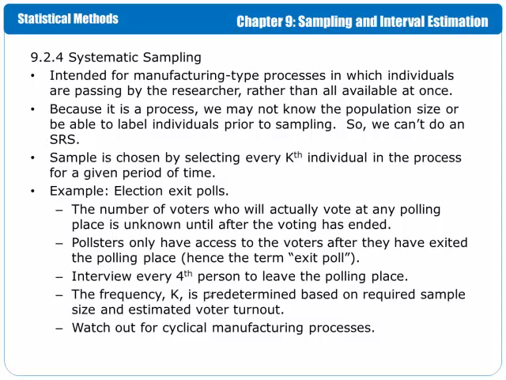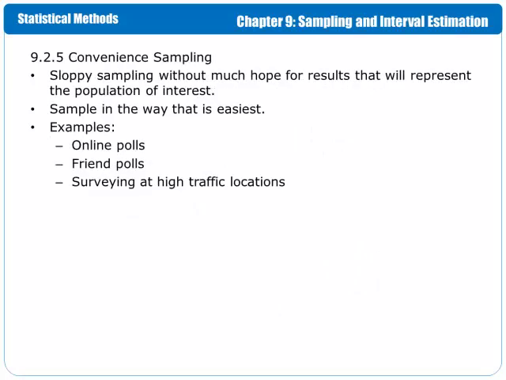Convenience sampling is simply a sloppy sampling method without much hope for results that will be representative of the population of interest. Convenience sampling is always the easiest because essentially we are finding ways that are the easiest to sample. Examples of convenience sampling are online polls, friend polls, and surveying at high traffic locations.